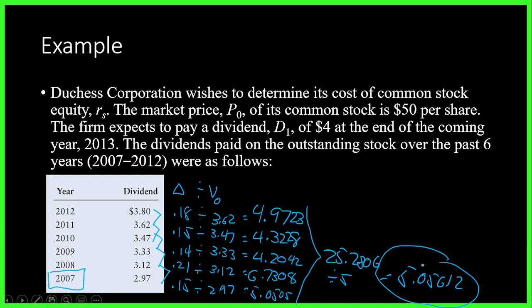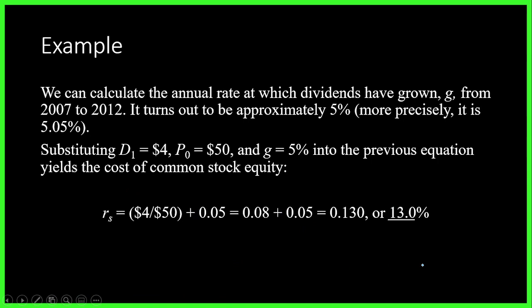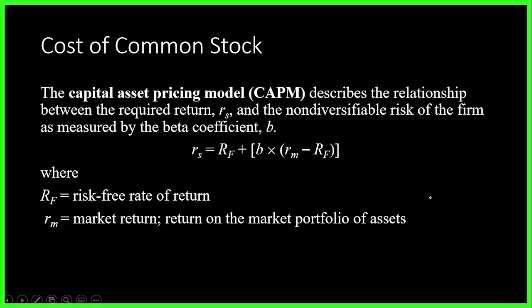Okay, now to continue, dito ang ginamit niya is 5.05. And then by substitution, so you have 4 for your dividends, you divide that by 50. Okay, and then kung ano man yung nakuha mo, you add 0.05 or 0.0505. And in this example, you now have 13%. So that's now the cost of your common stock using the constant growth model.